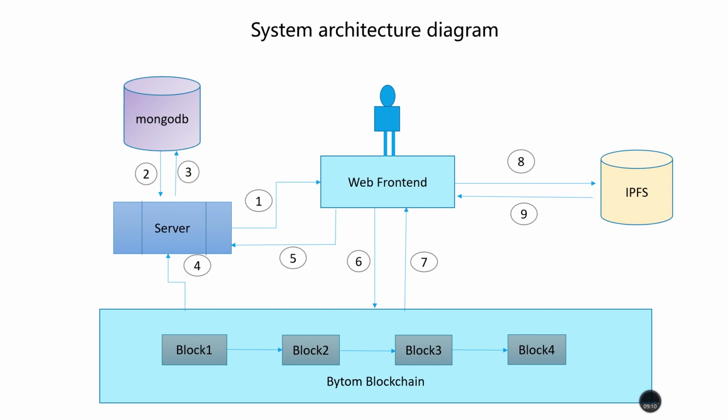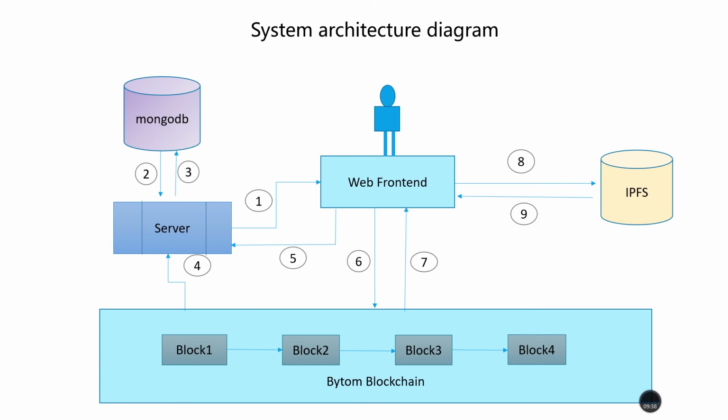Here's a more detailed part of the system architecture diagram. You can take a look at the 1, 8, and 3. These three parts are enterprises, user registration, and ID verification. The enterprises upload the audited information to IPFS. The user registration information will be written to MongoDB.